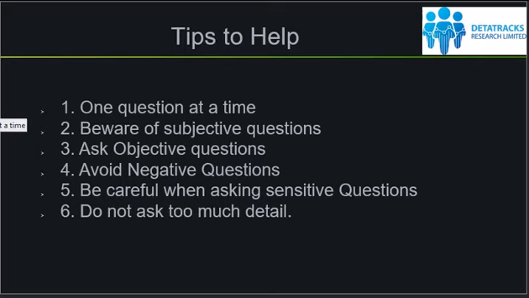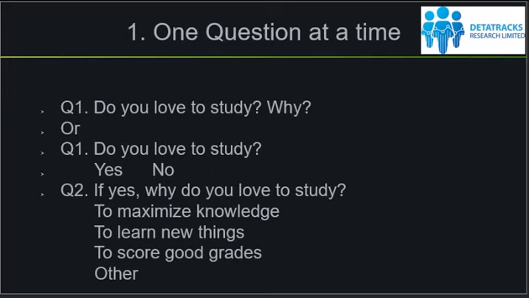We can begin with the first one, which is one question at a time. Keep the question simple, crisp, and to the point. Make sure you are not asking multiple questions in one question. It might make the answer complex and also confuse the respondents.